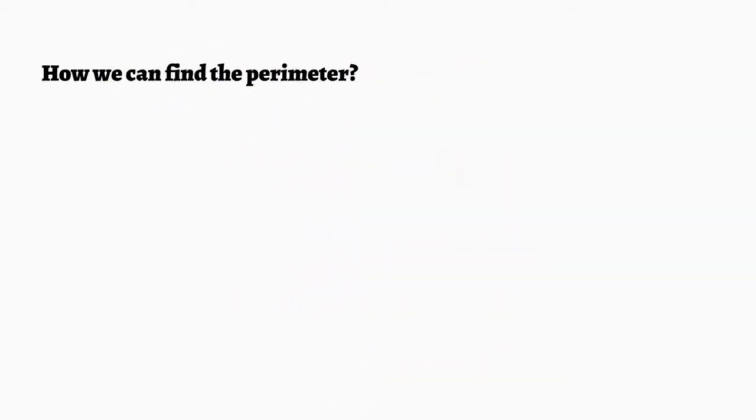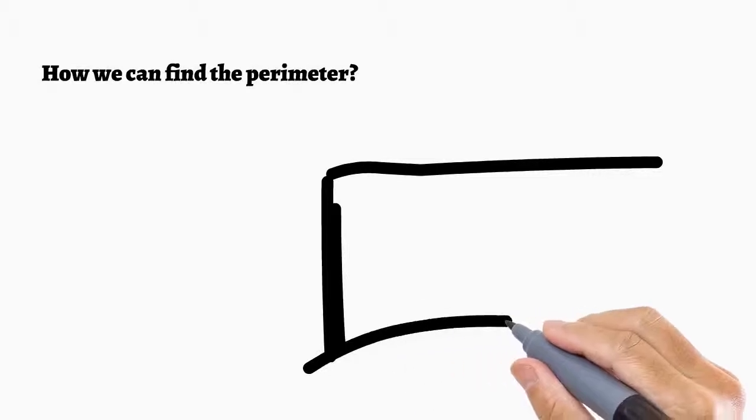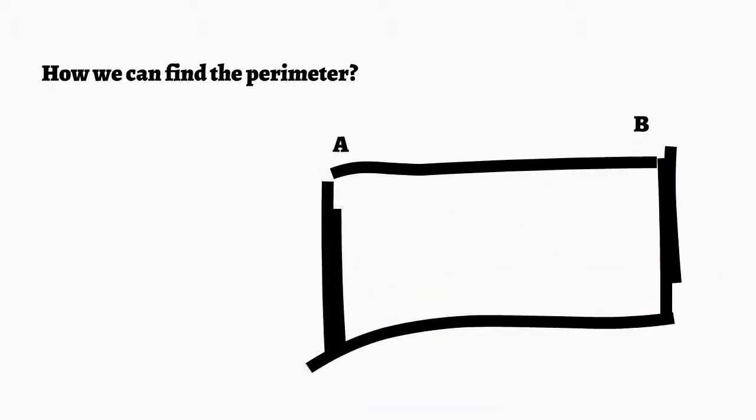As per the definition, if you walk around your school playground, that is the perimeter of the ground. Suppose your ground is rectangular in shape. You start from point A, and when you reach point B you have completed one side. In the same way, when you complete the other three sides, you have completed one round.